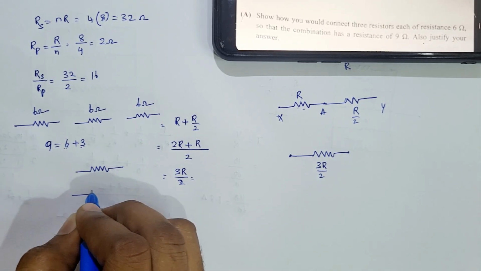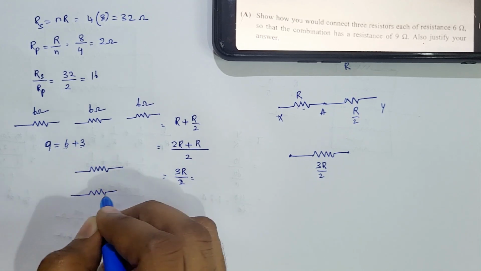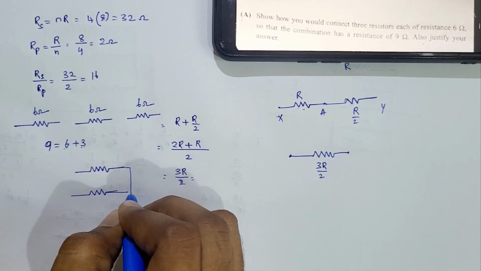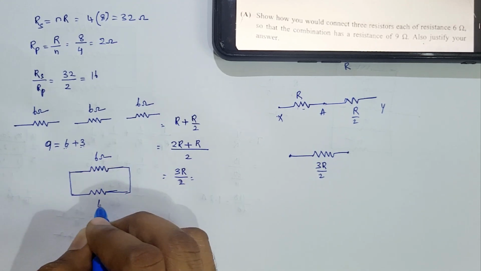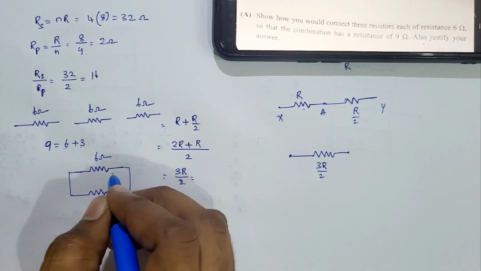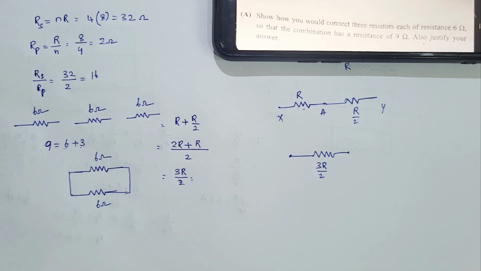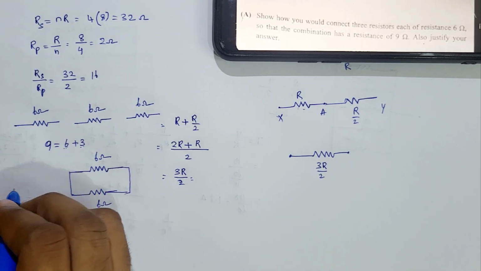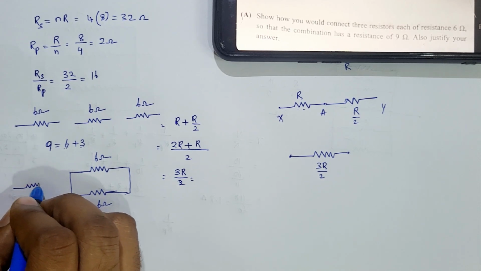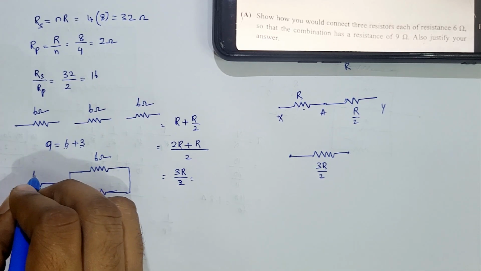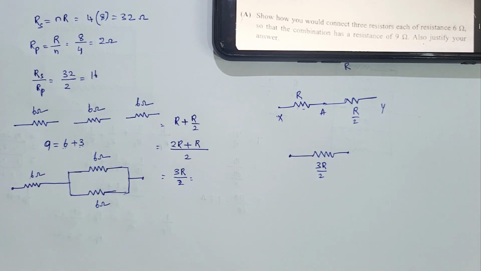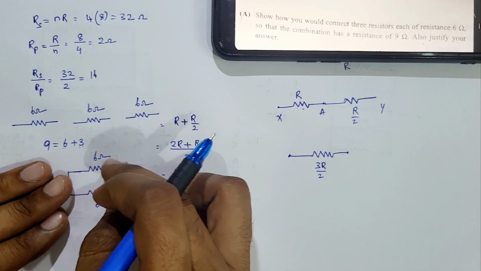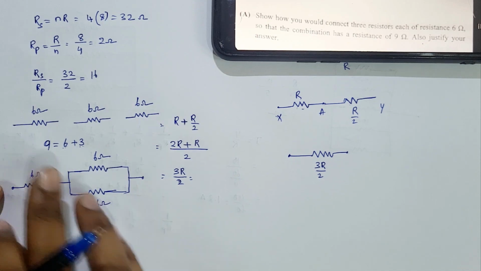How will you get 3 ohm resistance? When two 6 ohm resistances are connected in parallel like this, 6 ohm and 6 ohm, you will get 3 ohm resistance. For this, 6 should be added. Correct? So for this 6 to be added means this should be in series connection to this combination. This is 6 ohm and this is 6 ohm, 6 ohm. Now this two combination will give 3 ohms. This will give 6 ohms. 6 plus 3, 9 ohms.